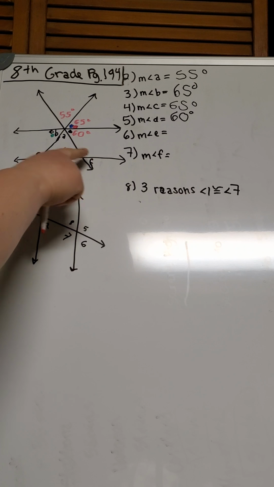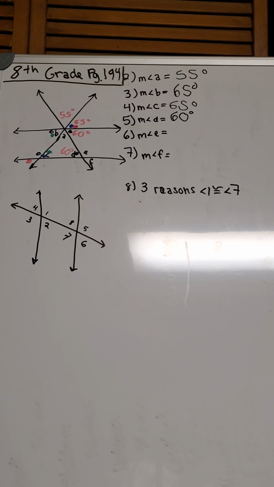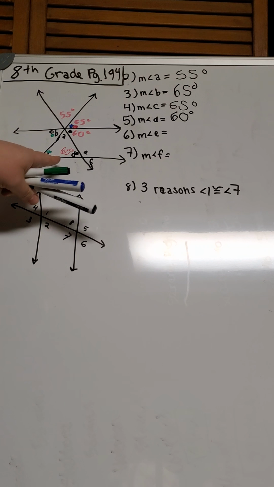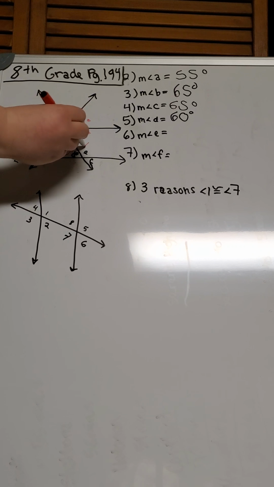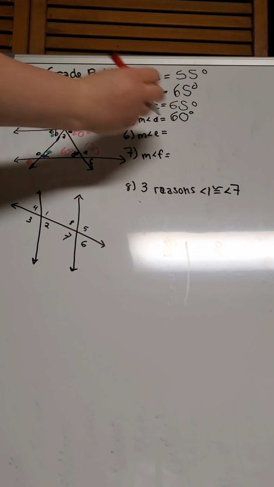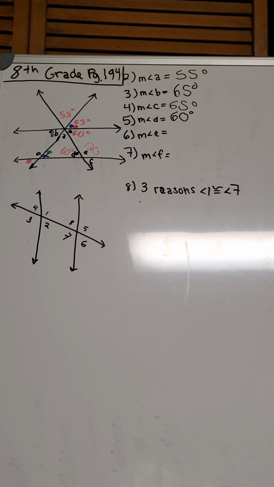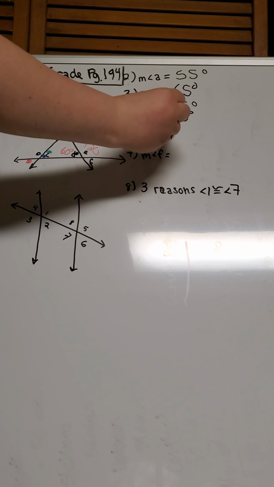Well, D and E are a linear pair. Now, what does a linear pair mean? They make a straight line, so they have to add up to 180 degrees. So if I take 180 minus 60, that means this has to be 120 degrees. So the measure of angle E has to be 120 degrees.